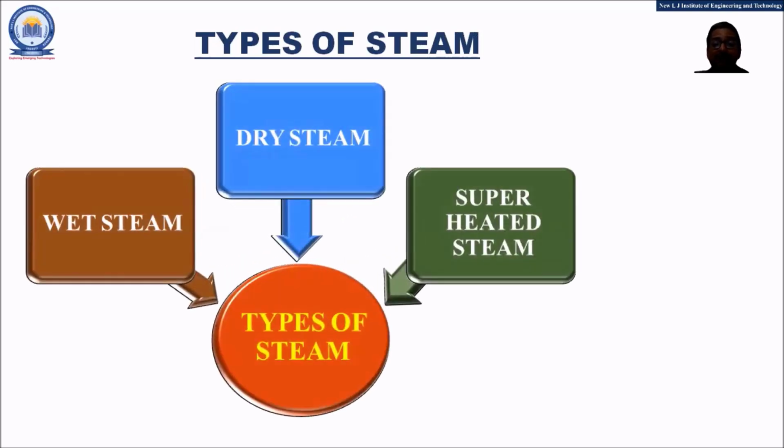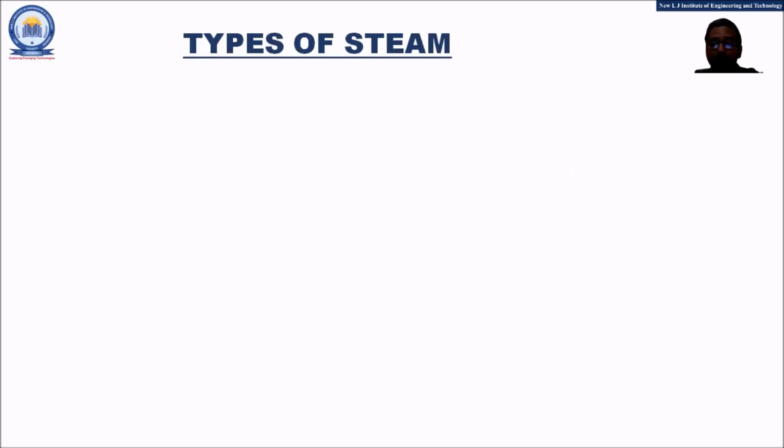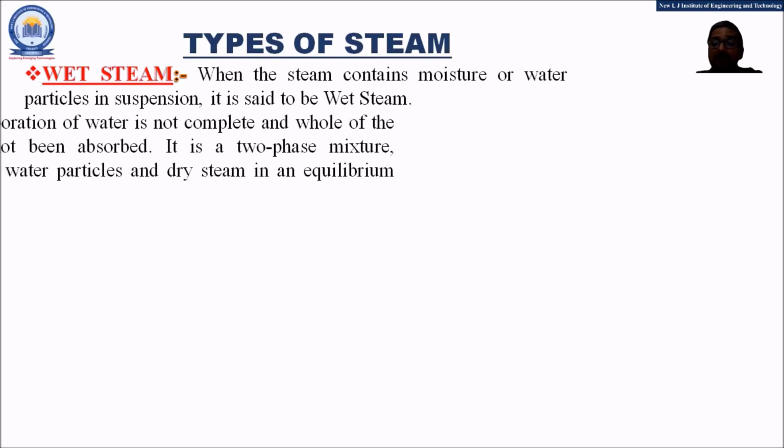Already friends, we have understood that there are three main types of the steam. They are the wet steam, dry steam, and the superheated steam. Remember friends, the dry steam is also known as the saturated steam, or it is also known as the dry saturated steam. There are different names of the dry steam. I am repeating once again. The dry steam is also known as the saturated steam, or the dry saturated steam. Now let us proceed further and understand the concepts of these three most important types of the steam. The first type of the steam, that is the wet steam.